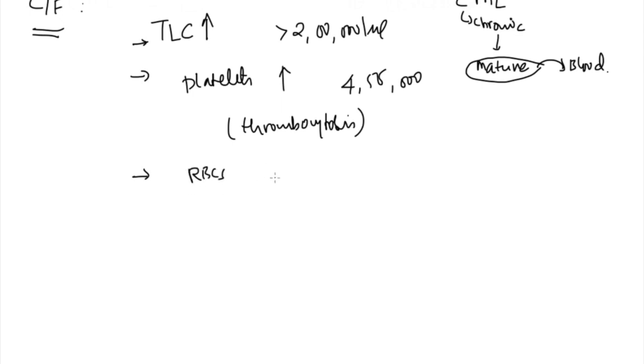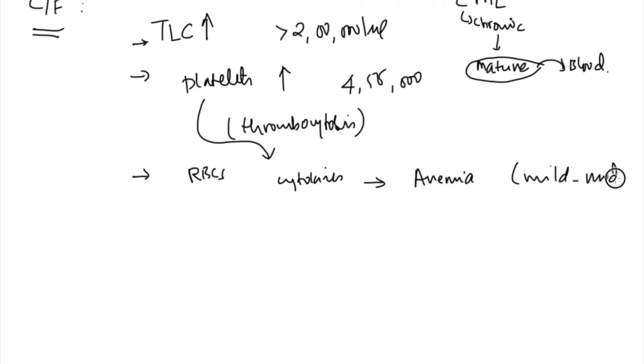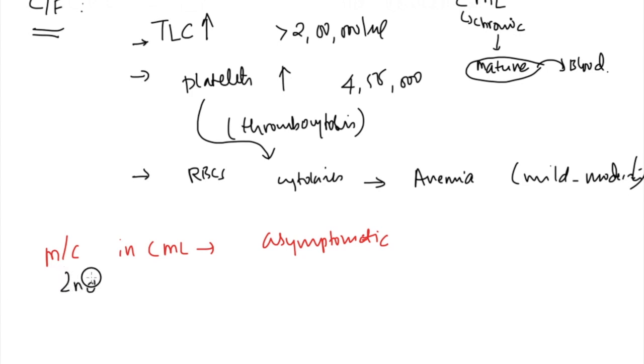Okay. So then what about RBCs? Initially you will not have any feature associated with RBCs, but later on what happens is, again, the culprit is the cytokines, right? So cytokines produced from the platelets will suppress your RBC production, hence they can have anemia. And it is like mild to moderate grade, it's not very severe. Now if you see all of these features, there is no reason for the patient to come to us, right? So hence, the most common presentation in CML is asymptomatic, right? So they'll not have any features. Fine. The second most common presenting feature would be anemia, right? Basically fatigue. Due to anemia, they'll have fatigue and weakness.